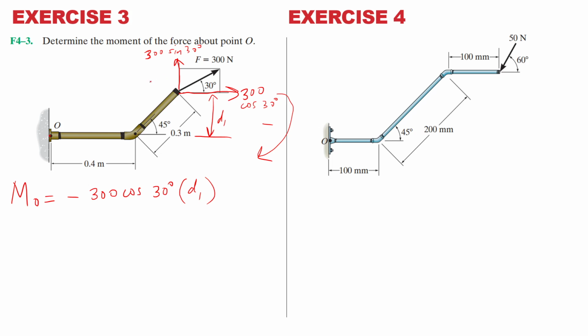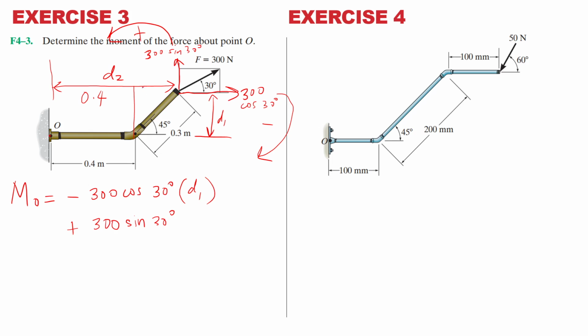Next, look at the next force. This thing is rotating like that, about point O. This one rotates downward, this one rotates upward. So this one is clockwise negative, this is positive. Because this one is counterclockwise. So it becomes positive 300 sin 30 multiplied by the distance. Distance is this, this very long distance. D2.